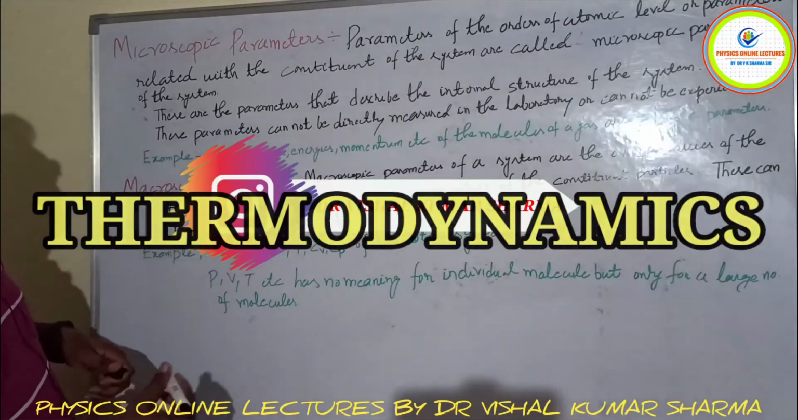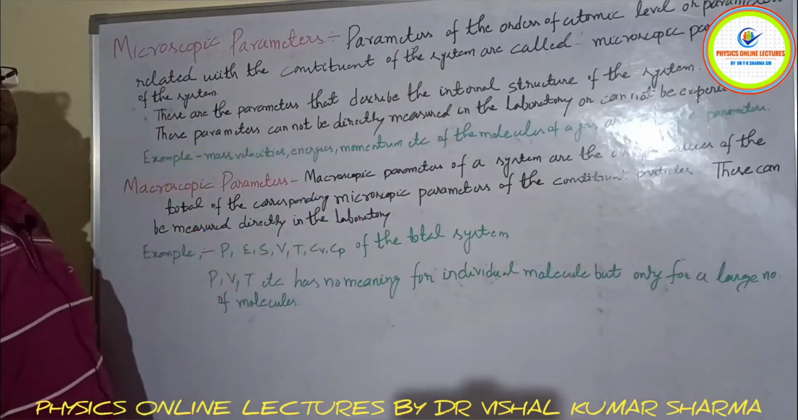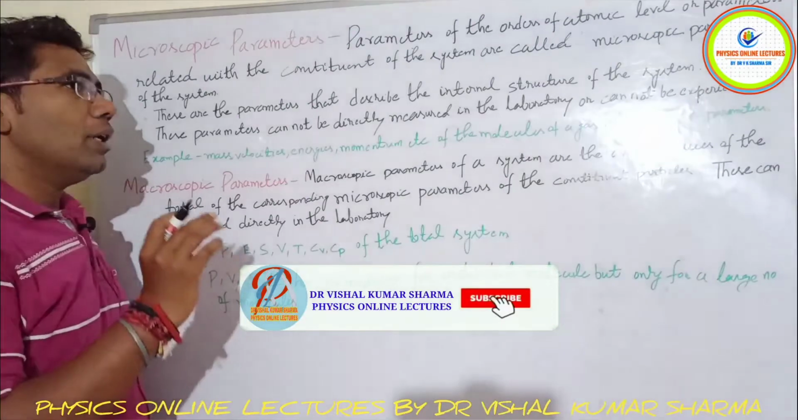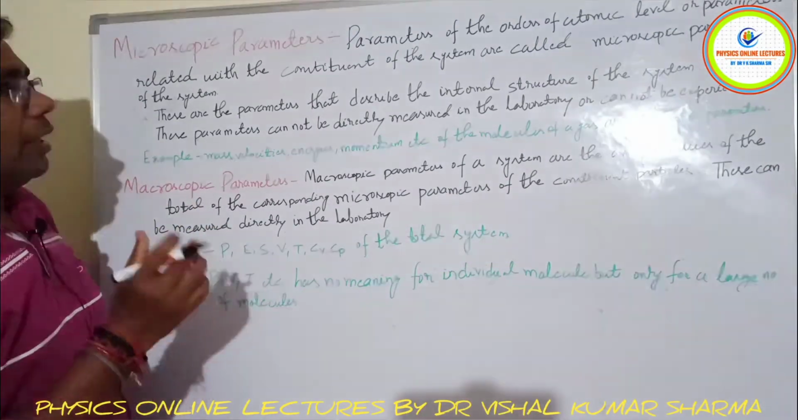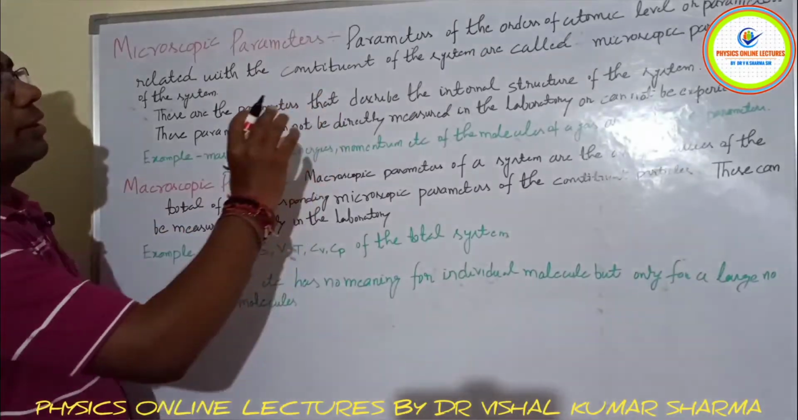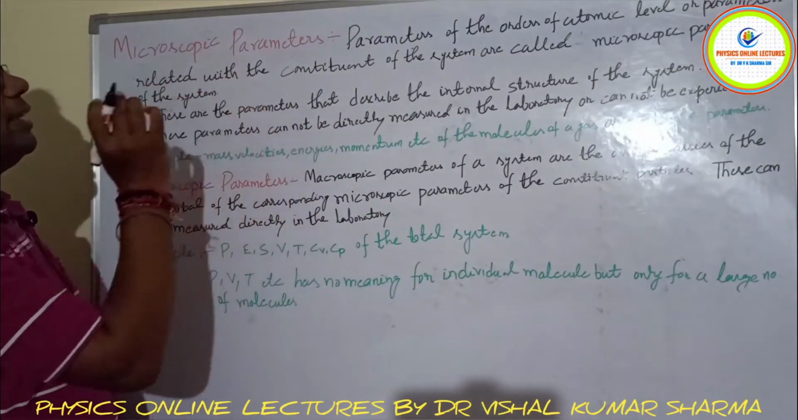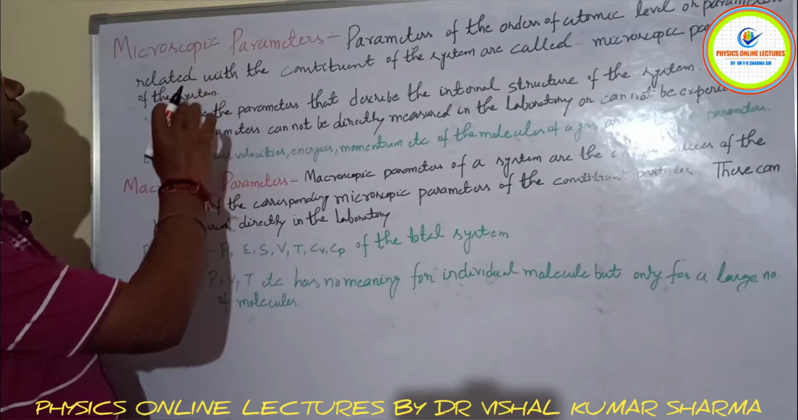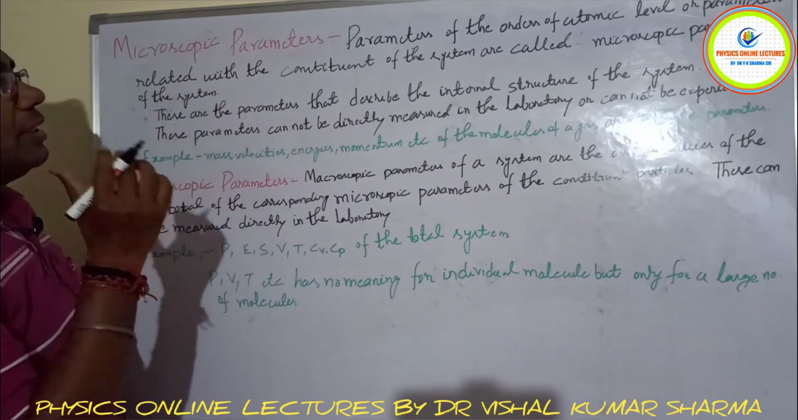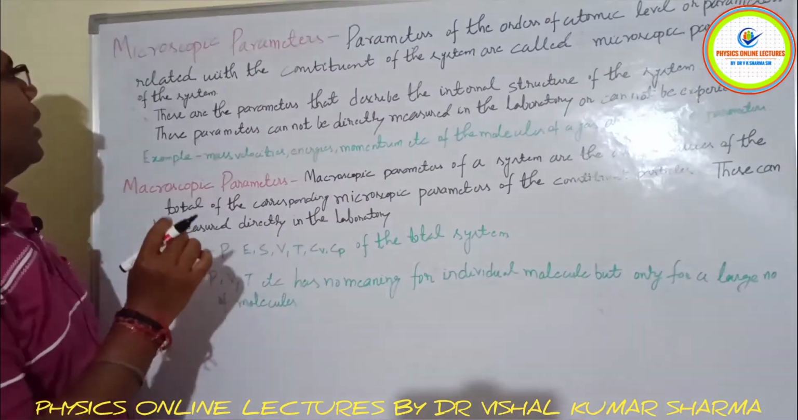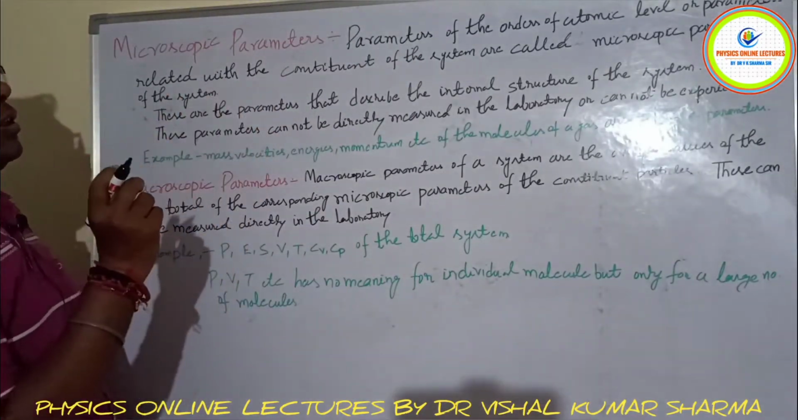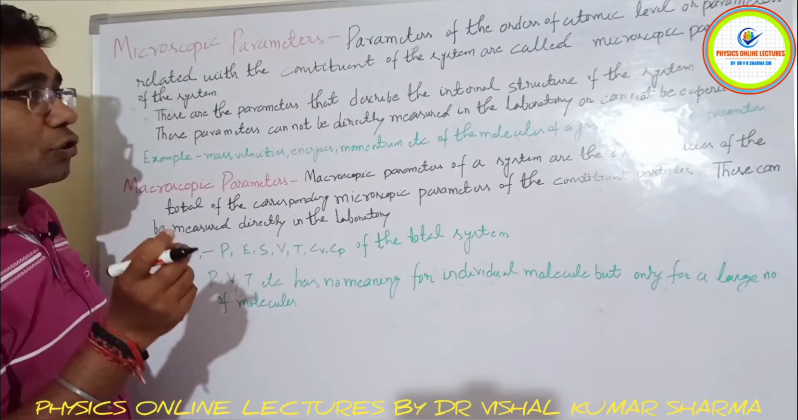So students, we were discussing microscopic parameters. In the previous definitions, we have the definition of the microstates. We are discussing here the parameters. Microscopic parameters are the parameters of the order of atomic level, or parameters related with the constituents of the system.